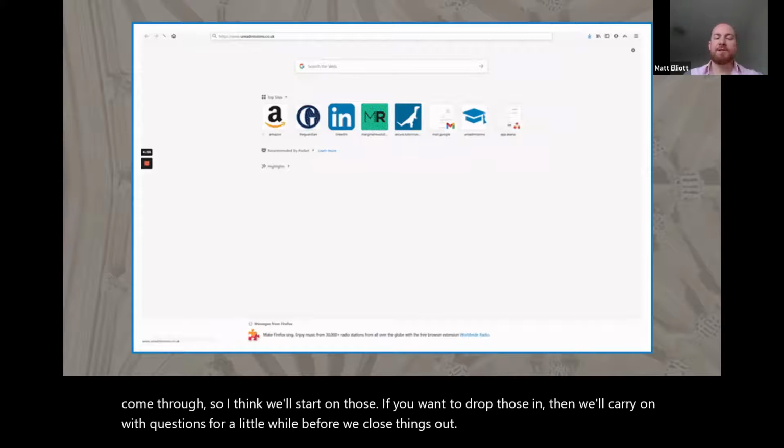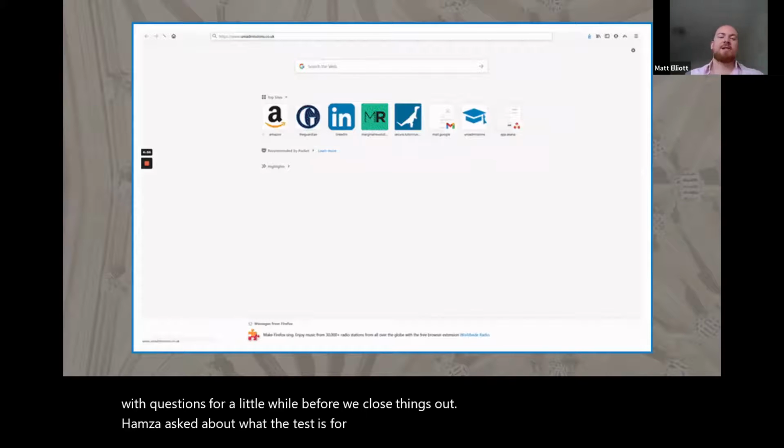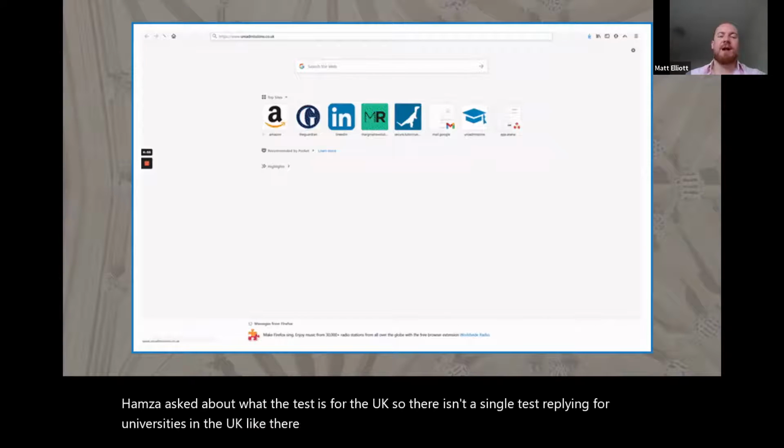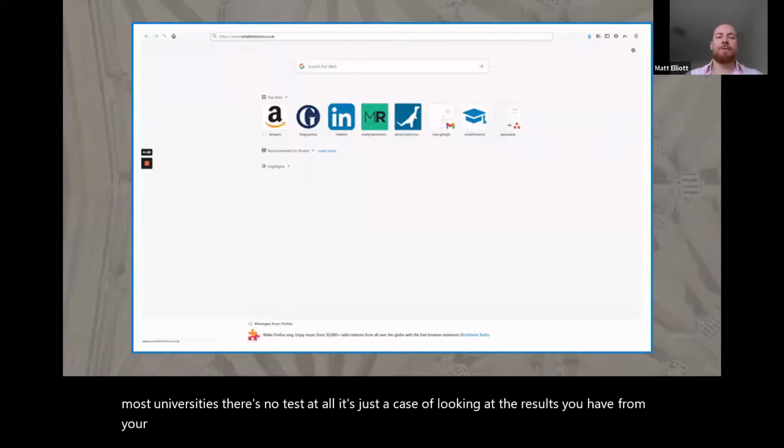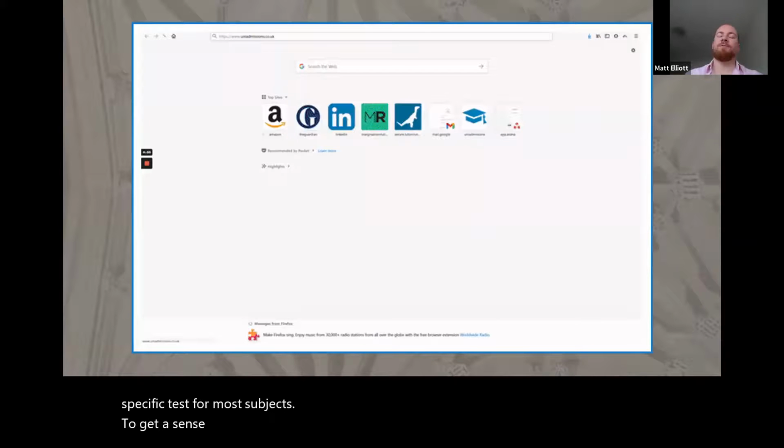Hamza asked about what the test is for the UK. So there isn't a single test for applying for universities in the UK like there is in the States. For most subjects, for most universities, there's no test at all. It's just a case of looking at the results you have from your high school. But for Oxford and Cambridge, they will ask you to do a subject-specific test for most subjects to get a sense of how you compare with other applicants.